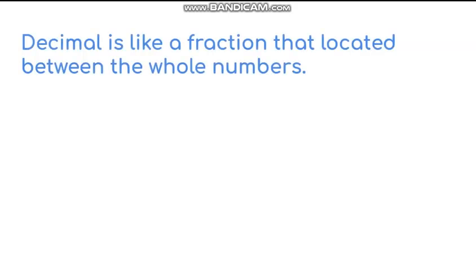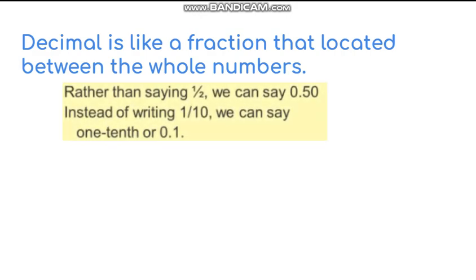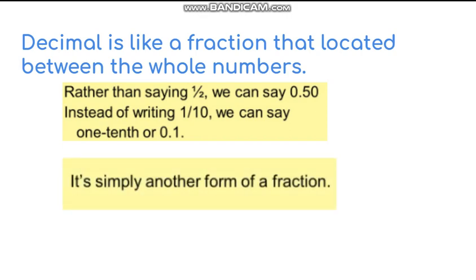A decimal is just like a fraction that is located between whole numbers. It could be between 0 and 1. It could be between 2 and 3. It could be between 100 and 101. It's any number that you want, but it's not a whole number. Rather than saying 1 out of 2 or a half, we can just say 0.5. Instead of writing 1 out of 10, we can just say 1/10 or 0.1. And yes, a decimal is simply another form of a fraction.